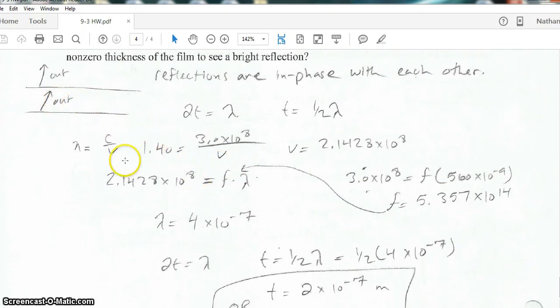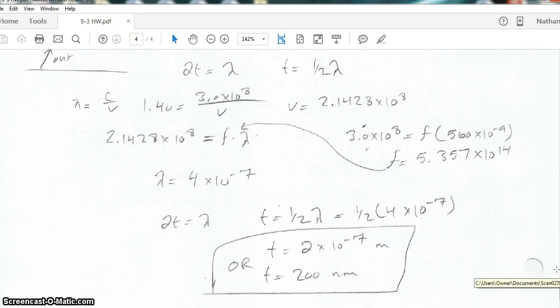And then just like we did up above, we need to find our wavelength in the film, in the gasoline. So use the index to find the velocity, use the speed of light and the wavelength in air to find the frequency, and then we know that the frequency is constant, so use the frequency and my velocity in the gasoline to find the wavelength, and then plug the wavelength in to find my final answer. So anyway, 2 times 10 to the negative 7th, or 200 nanometers, is how thick this layer of gasoline would need to be in order to get bright constructive interference.